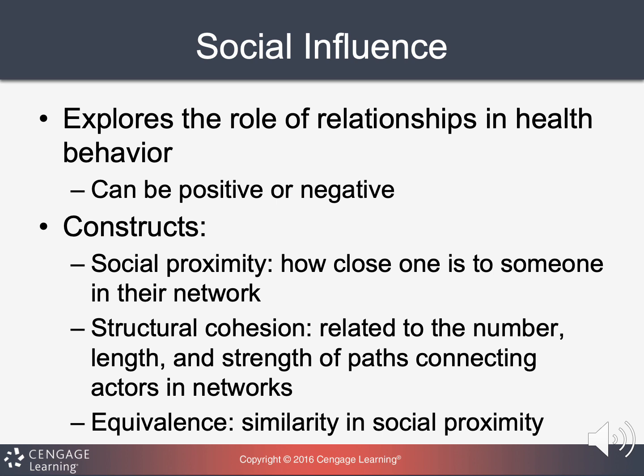So people that you're close to usually have an effect on you, or you have an effect on them. Structural cohesion is related to the number, length, and strength of paths connecting the actors in the network. So maybe their kids go to the same school, or maybe their spouses work at similar jobs, or maybe they're within a family business. Maybe they have the same or similar economic circumstances. So those things make people have more social influence than people who don't have those similarities.